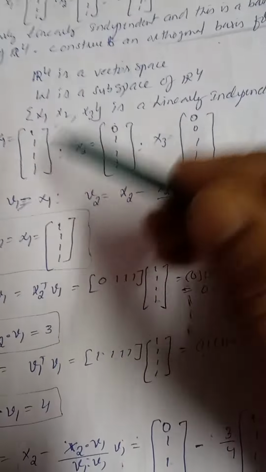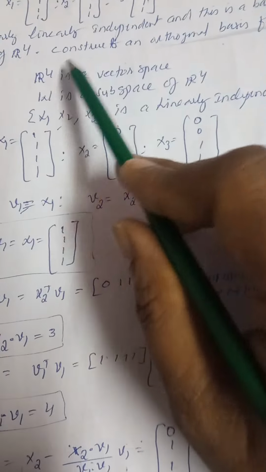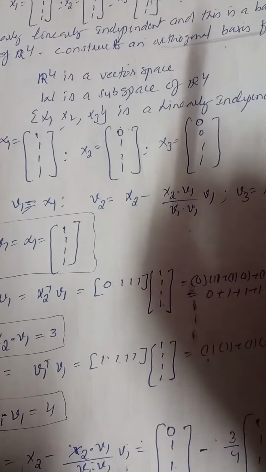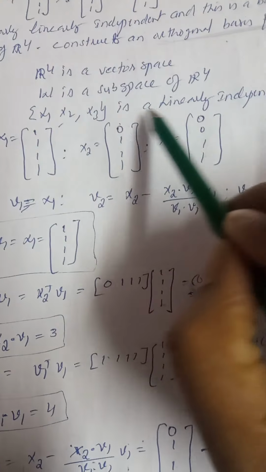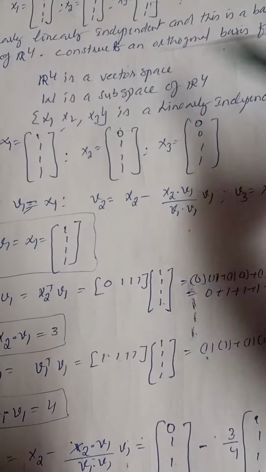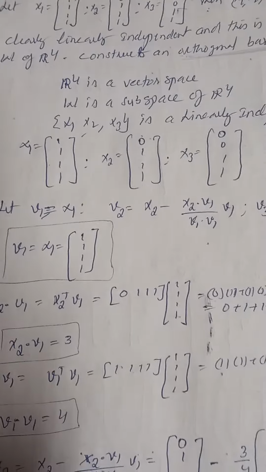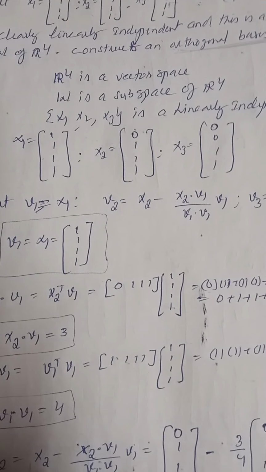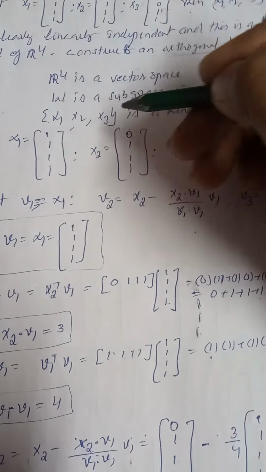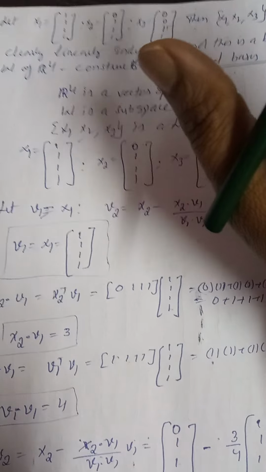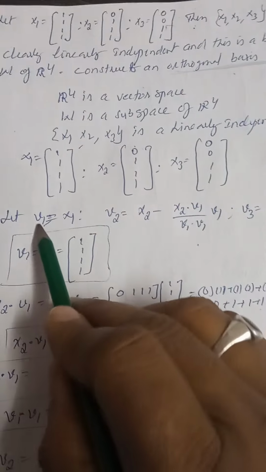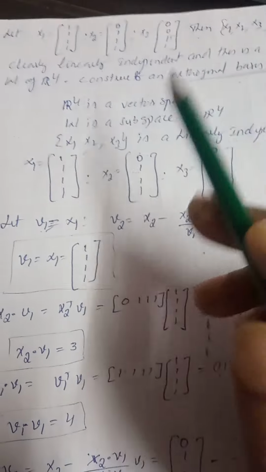Right? Now, see here. I wrote the given data. R power 4 is a vector space. W is a subspace of this one. x1, x2, x3 is a linearly independent set, of course. This is the given data. Now, we need to construct an orthogonal basis. 3 vectors, therefore, we have to take 3 orthogonal vectors. Right? First one, v1 is always equal to the first vector.